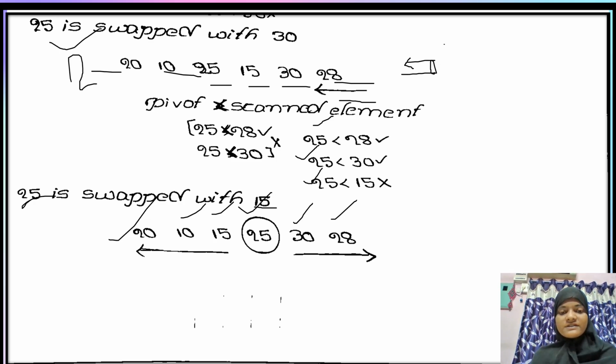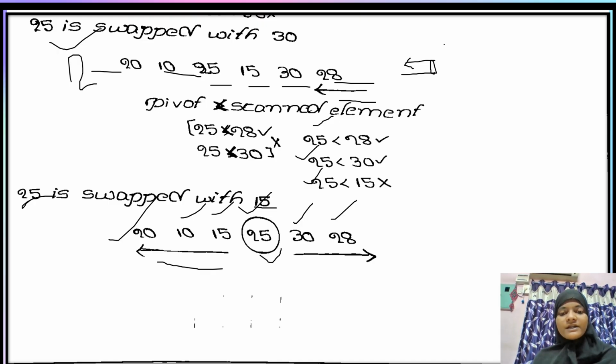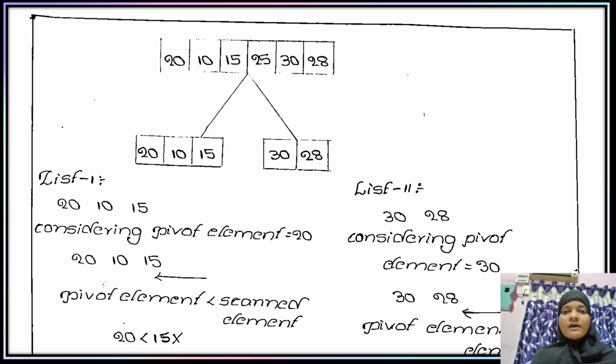Now we can see that the elements present before the pivot element, which is 25, are very much less compared to the pivot element, and the elements present after the pivot element 25 are greater. So now the list is divided into two sublists, sublist 1 and sublist 2. Sublist 1 contains 20, 10, 15 and sublist 2 contains 30, 28.